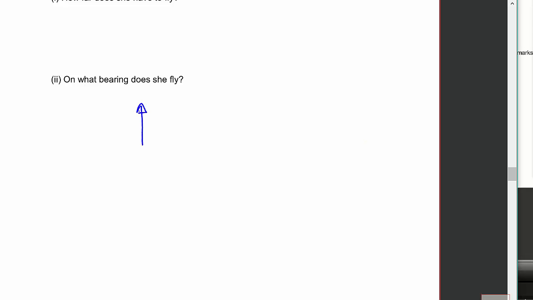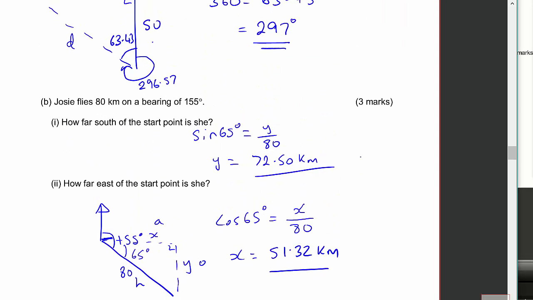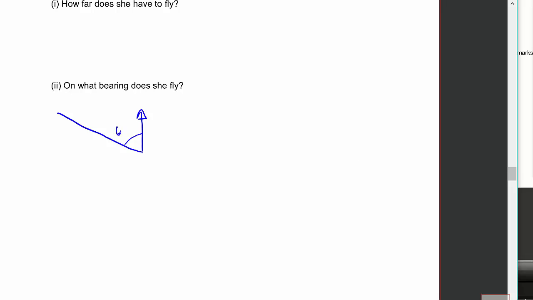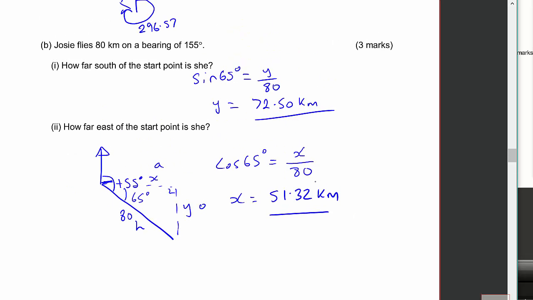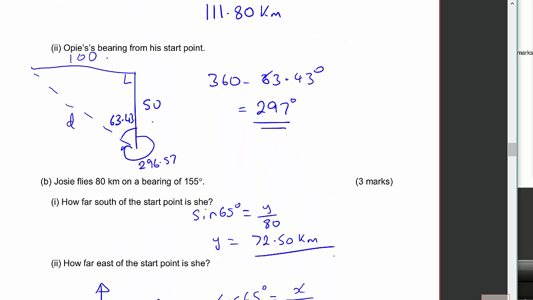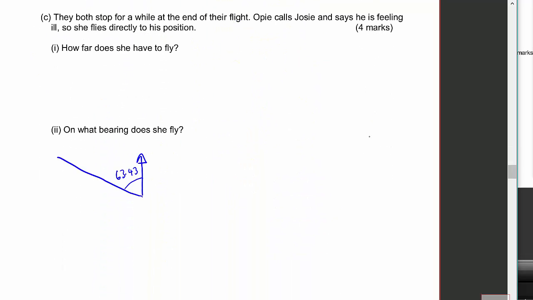So if I put a north here, and he's over here such that this angle is 63.43, and his distance there was 111.80. So he's up here somewhere. Now she's down here somewhere, such that this is 155 degrees, and we know that she flew 80 kilometers.